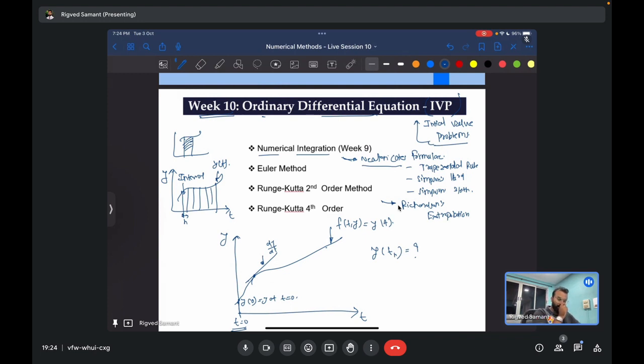So for that there are a few techniques. These are the Euler method, Runge-Kutta second order method, and Runge-Kutta fourth order method. These three methods are explicit methods.